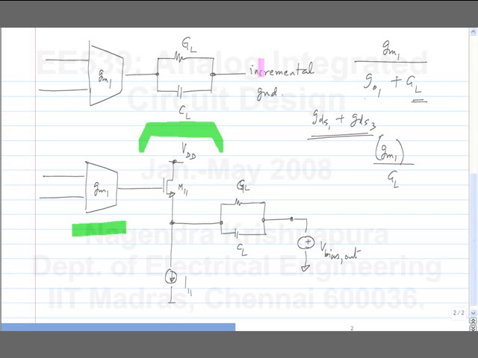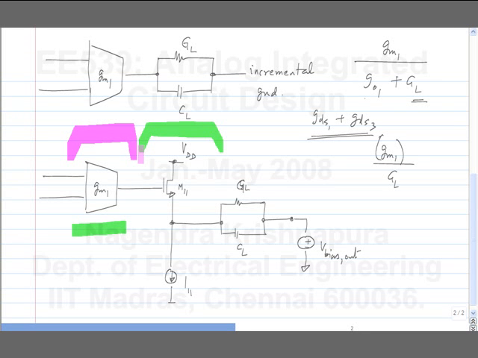What else? What is the swing limit of this? First of all, for this GM1, the input stage, we can use a PMOS input pair or an NMOS input pair. Which one will we use? PMOS. Why? Because for the PMOS, we can have the output range at the lower end.